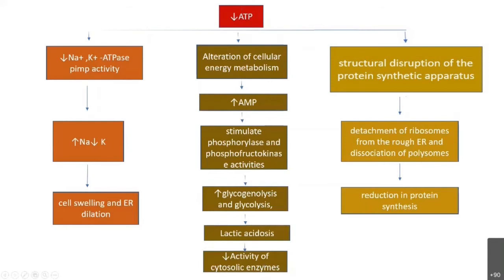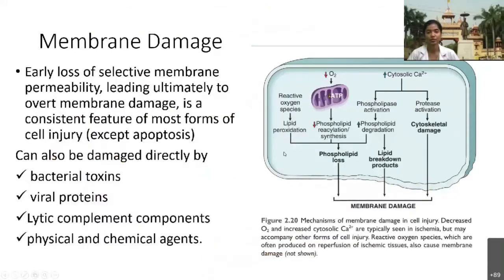Next, the third thing is there will be structural disruption of the protein synthetic apparatus. So this will lead to detachment of ribosomes from the rough endoplasmic reticulum and dissociation of polysomes. So this will ultimately lead to reduction in protein synthesis. Next, after the mitochondrial damage, the next is how the membrane is damaged. Now, membrane damage is an integral part of almost all types of cell injury except apoptosis, where the cell membrane usually remains intact. Apart from that, it can also be damaged directly by bacterial toxins, viral proteins, lytic complement components, and physical and chemical agents.